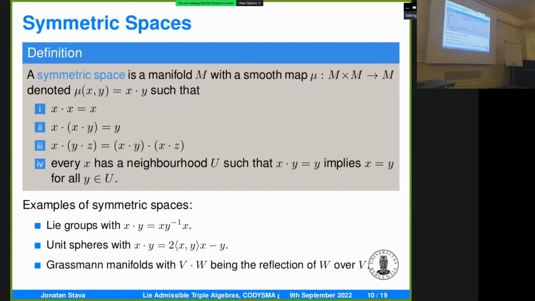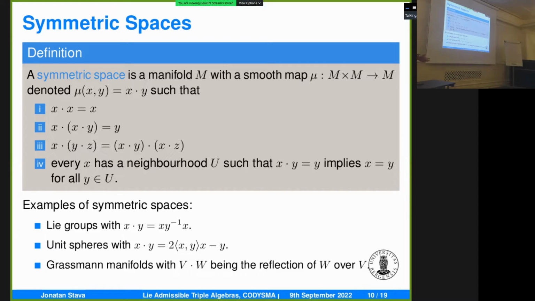And it is a manifold with a smooth map, and I just write a dot for the smooth map, such that x·x is equal to x, x·(x·y) should be equal to y, and so on. It should satisfy this relation and this last one.